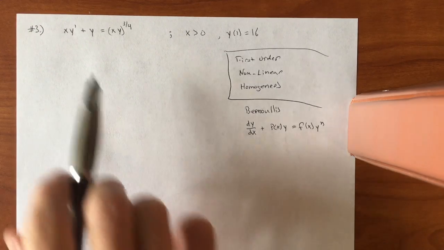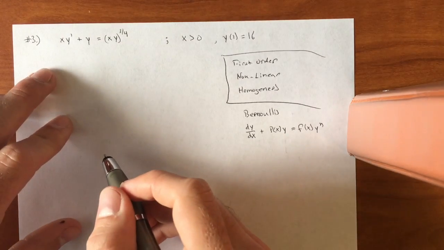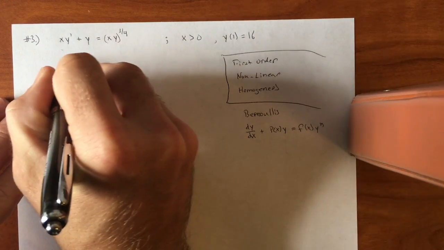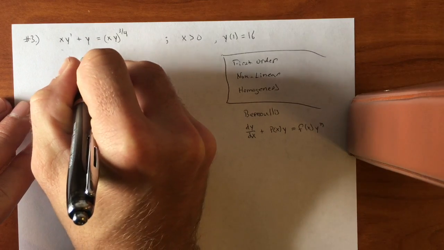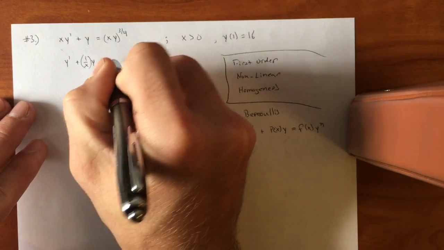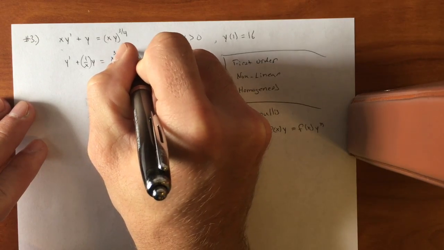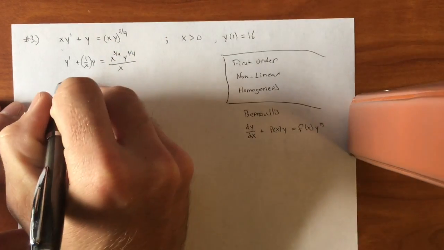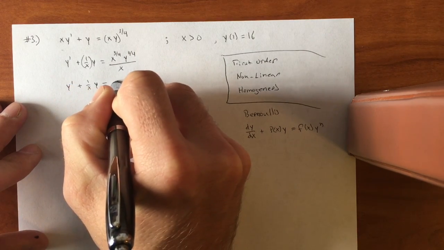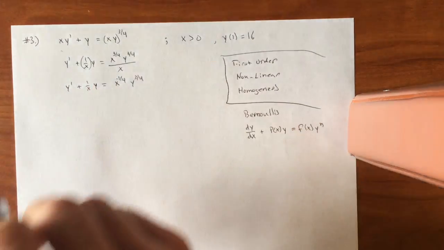So what we're going to do is manipulate this differential equation, get it into this form, and solve it. First, let's divide by an x to get y prime by itself. If we do that, we would have y prime plus 1 over x y is equal to, let's separate these, x to the 3/4 times y to the 3/4 over x. Simplifying that, we can write that as x to the negative 1/4 times y to the 3/4, bringing that x up.